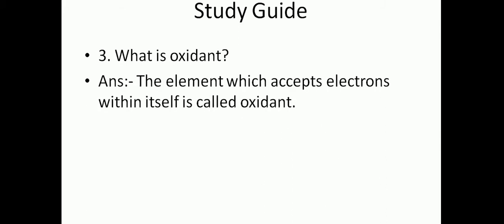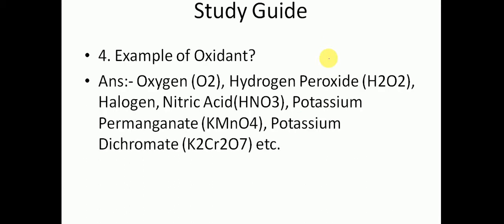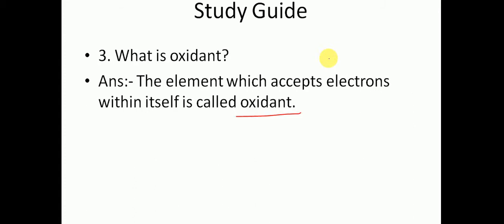What is an oxidant? Very important, and do not be confused about the oxidant. A very simple thing: any element which accepts electrons within itself is called an oxidant. Let us use our digital pen, and this is the oxidant. Oxidant means which accepts the electron. Examples of oxidants: oxygen, hydrogen peroxide H2O2, halogens, nitric acid, potassium permanganate, potassium dichromate. They are all oxidants because they accept electrons within themselves. That is why they are known as oxidants.